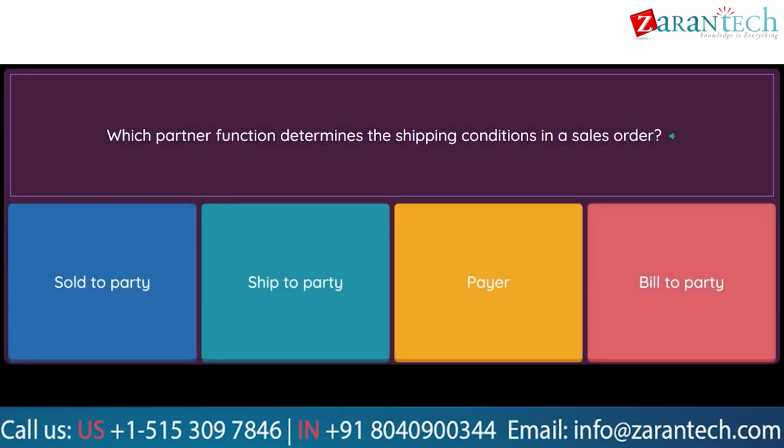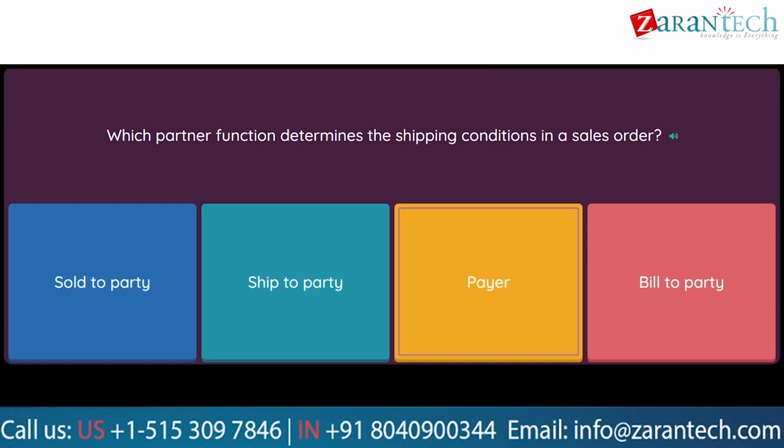Question, which partner function determines the shipping conditions in a sales order? Option 1 sold to party. Option 2 ship to party. Option 3 payer. Option 4 bill to party.